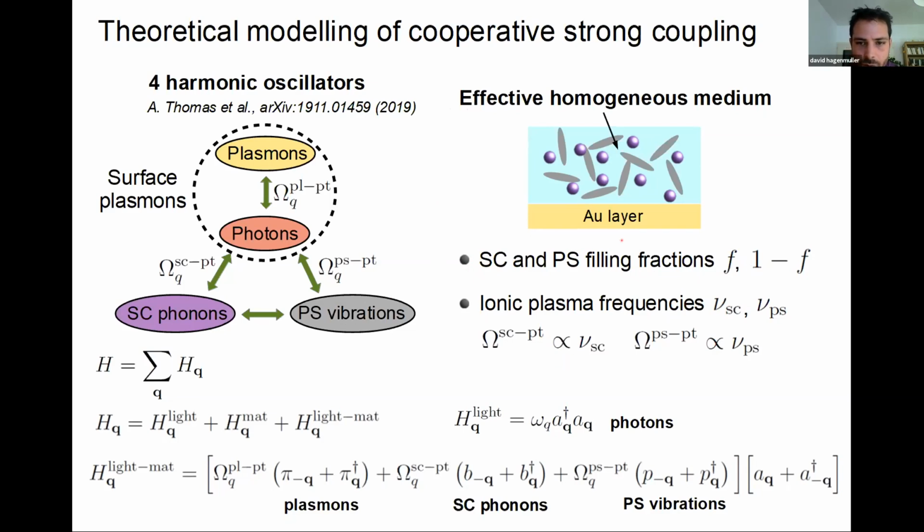And since the in-plane wave vector is a conserved quantity in this model, one can decompose the Hamiltonian into each subspace with a given in-plane wave vector. And in each one of these subspaces, the Hamiltonian has 3 contributions. The first one is the contribution of 3 photons with a linear dispersion, as I said. The matter Hamiltonian includes the contribution of the 2 types of phonons and plasmons in the metal layer. So I will show you this one on the next slide. And the coupling between light and matter degrees of freedom. So importantly, the surface plasmons that I mentioned before are automatically taken into account in this model through the coupling between plasmons and photons.